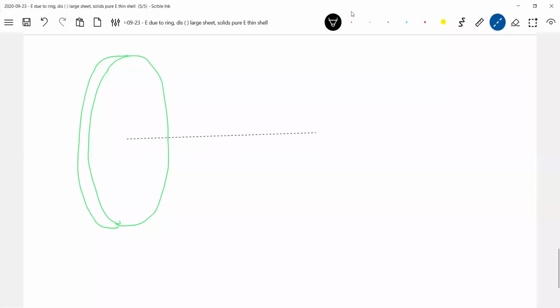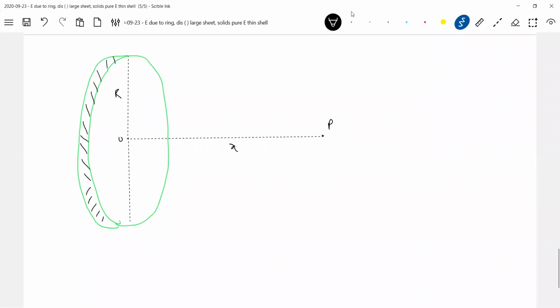On the axis, you have to find out the gravitational field strength. Let R be the radius. At a distance x, at point P, you have to find out the field strength. It's a thin circular disk.